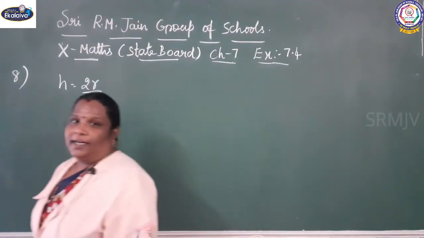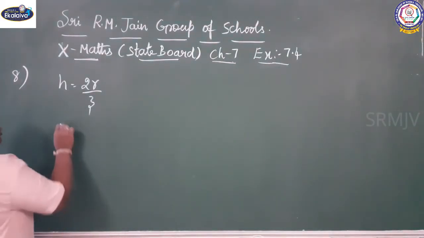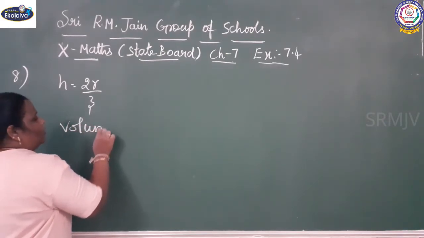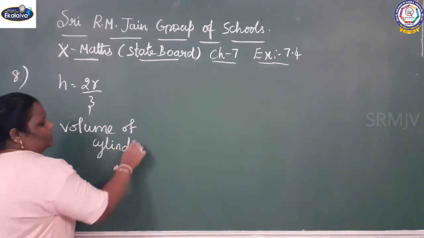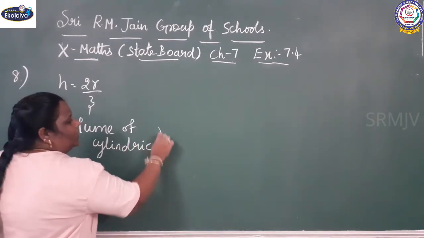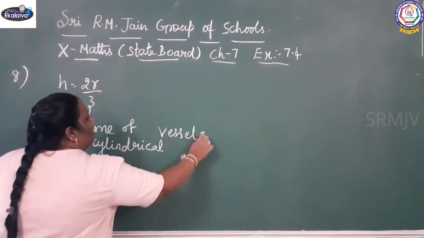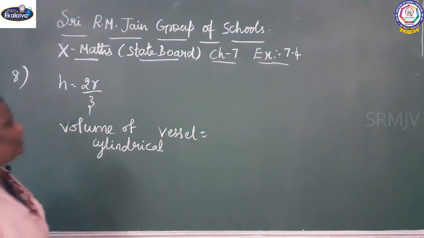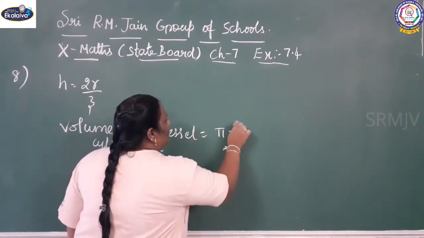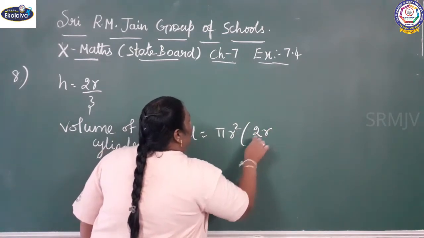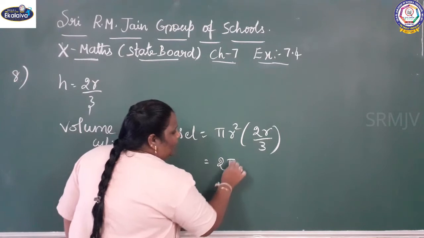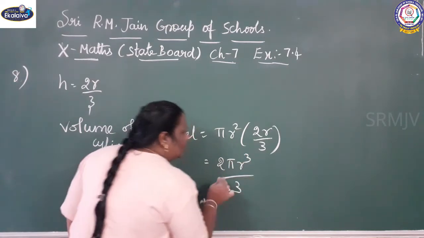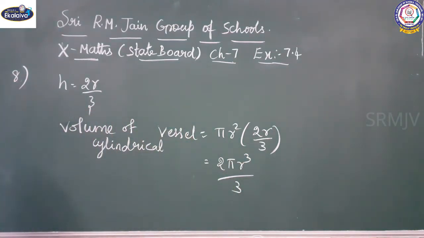See, volume of cylindrical vessel. What is the formula? Pi r square H. Pi r square, what is H? 2R by 3. It gives 2 pi r cube by 3.